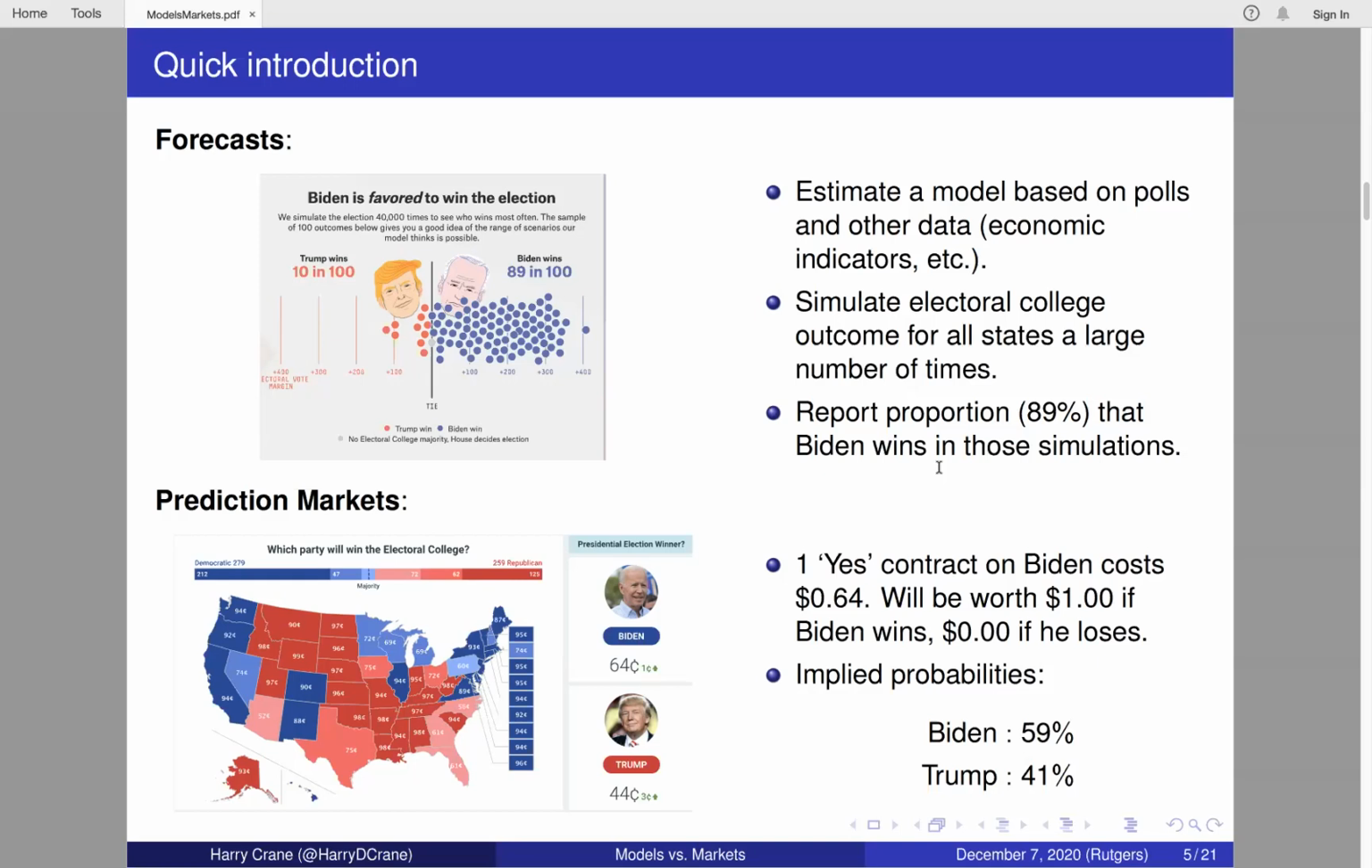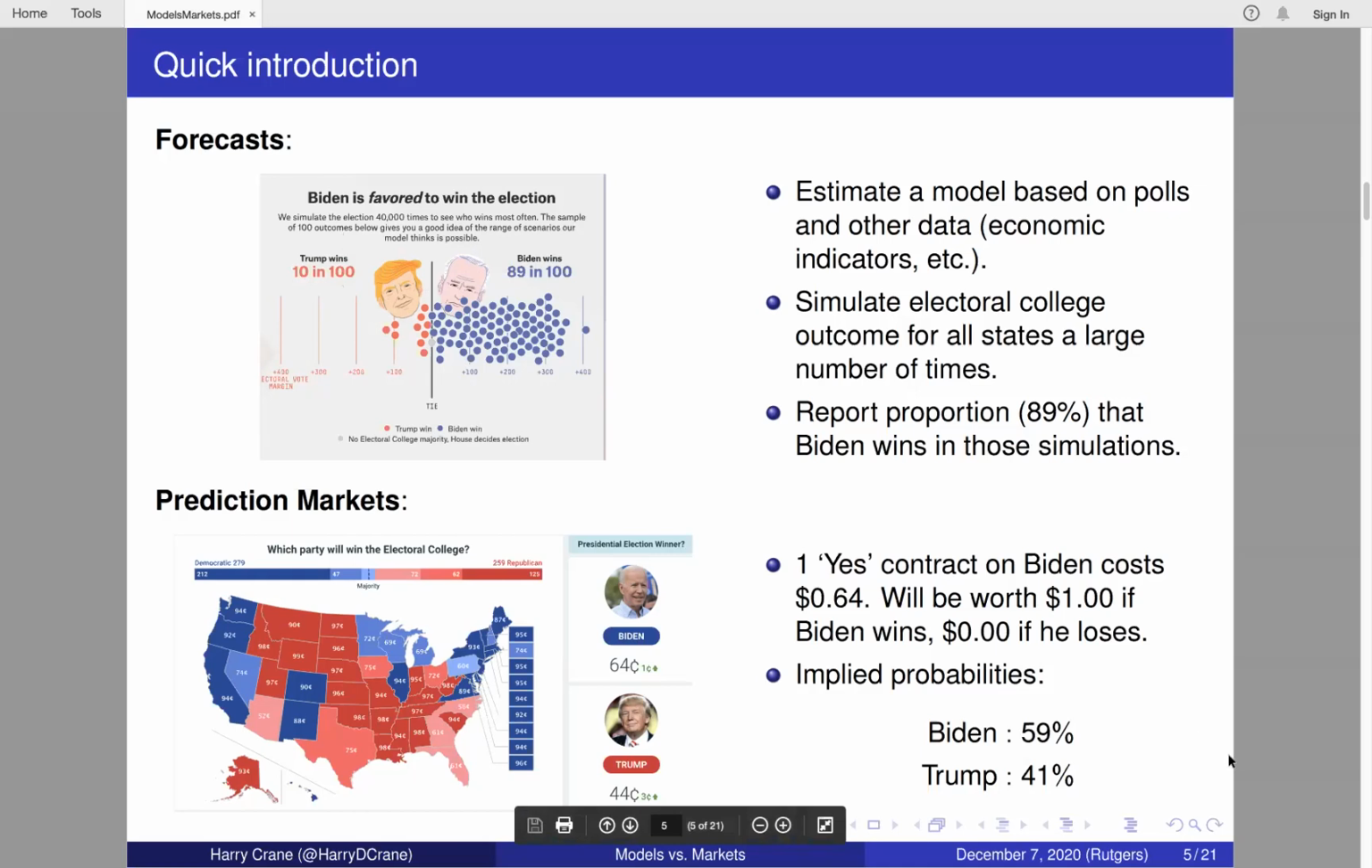Then what 538 does is they simulate electoral college outcomes based on their model. You can see, it says right here, we simulate the election 40,000 times to see who wins most often. They do that state by state, taking into account the correlation among the states. Then they report the proportion of times that Biden won and that Trump won in those simulations. In this case, Biden won 89% of the simulations and Trump won 10% of them. So that's how that number comes out.